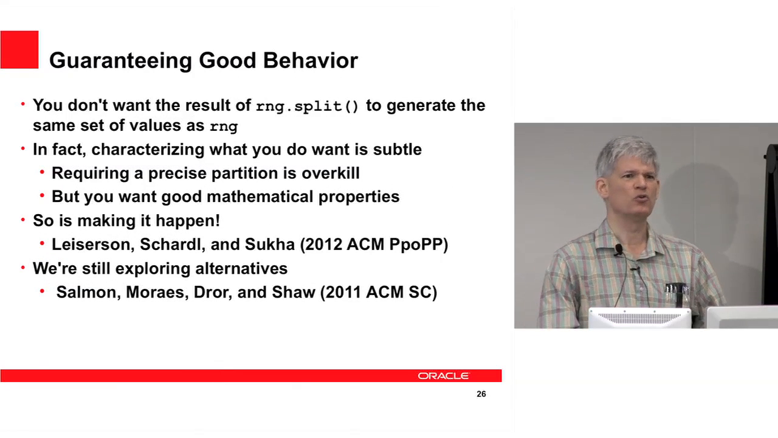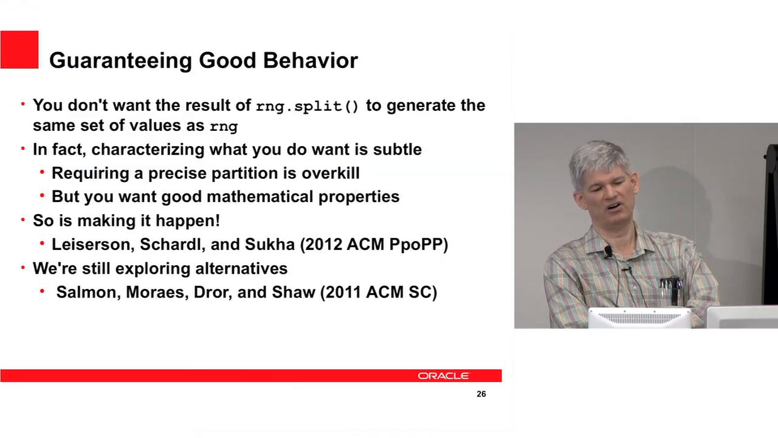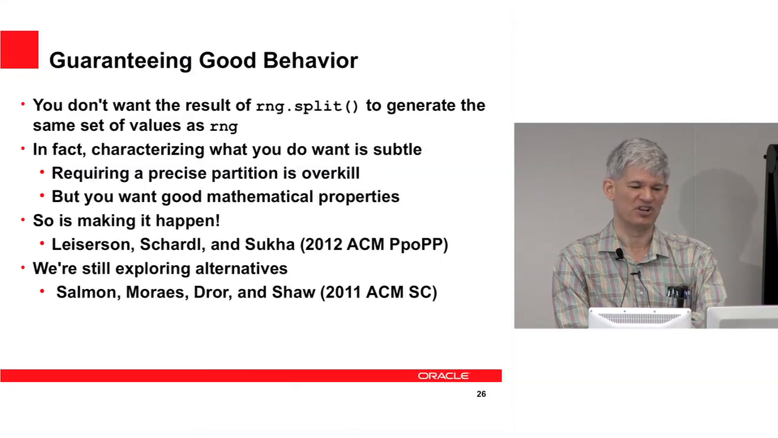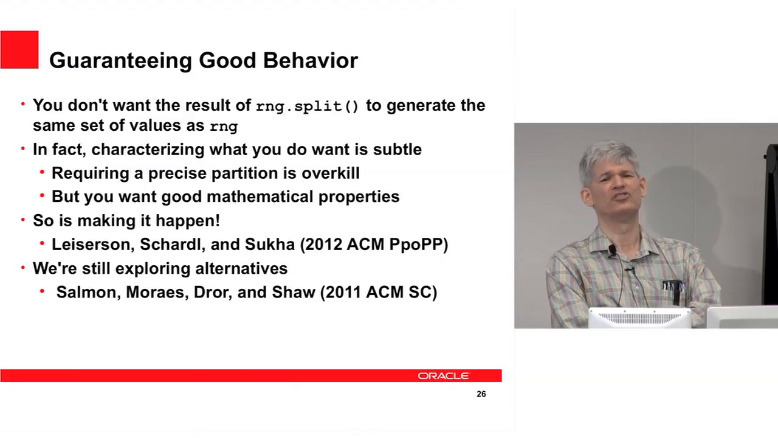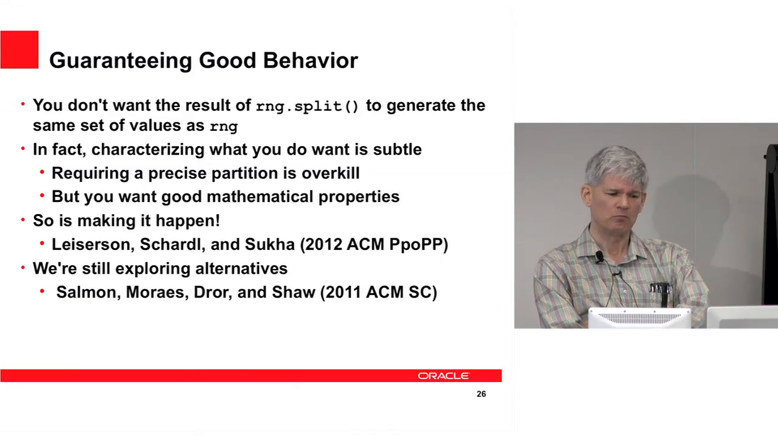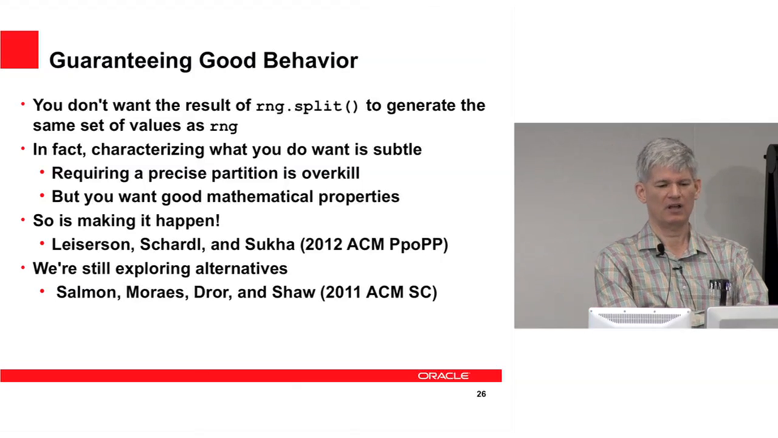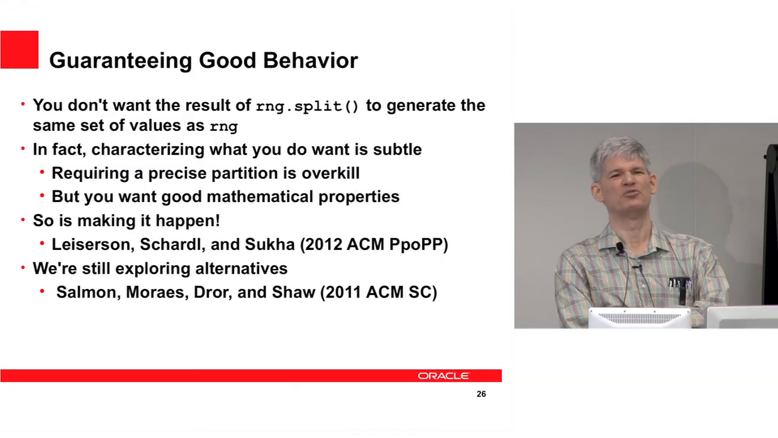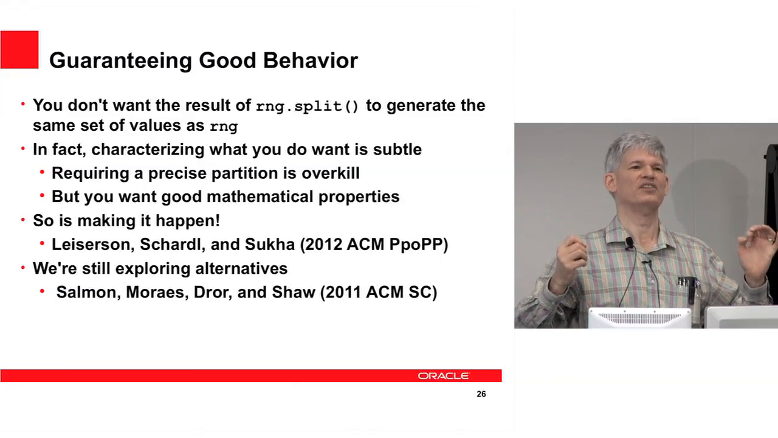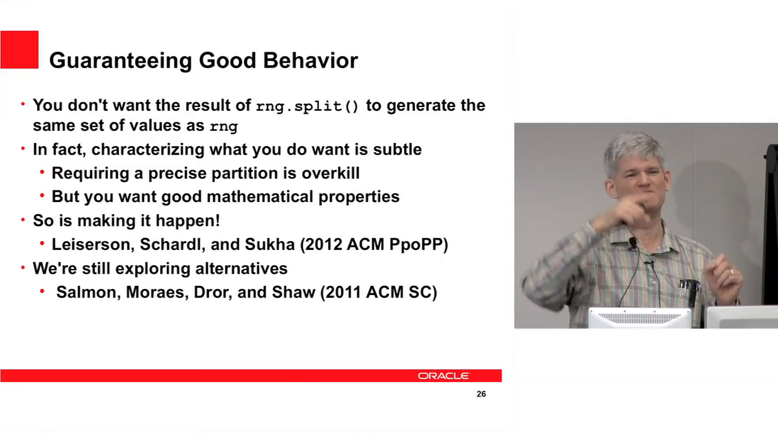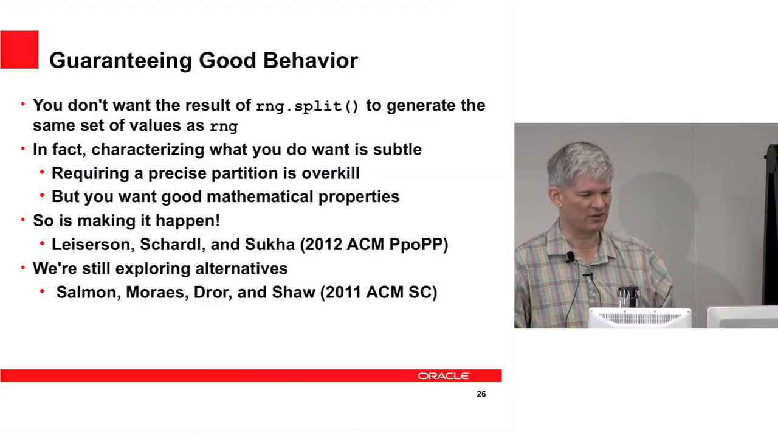Now, what do you need to do in order to guarantee good behavior? You certainly don't want the result of calling split on a random number generator to generate the exact same values as the random number generator itself. So just cloning it isn't the answer. In fact, characterizing exactly what you want to do is kind of subtle. You could say, well, if we split the random number generator, then the result is 2 objects, the old one and the new one. And together they generate exactly the same values as the original one would have. It's just that some come out of one and some come out of the other.